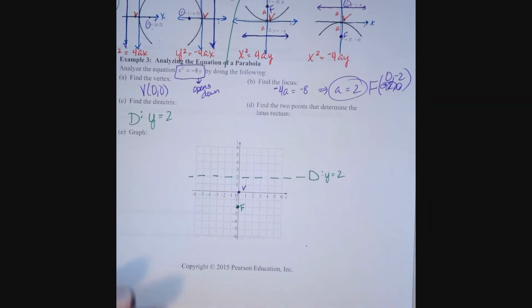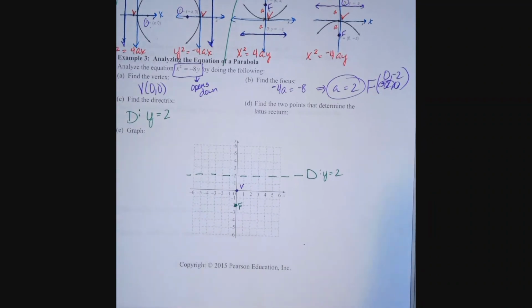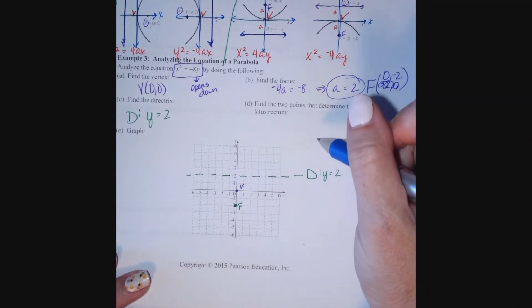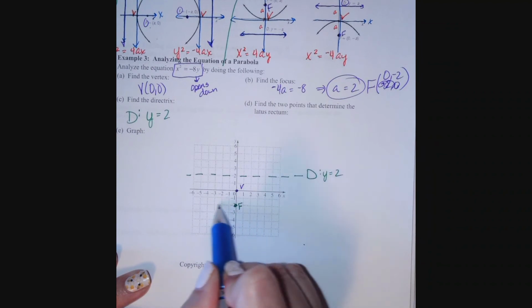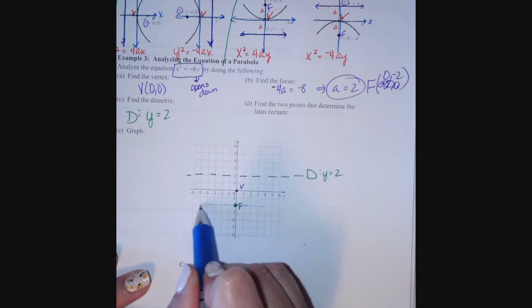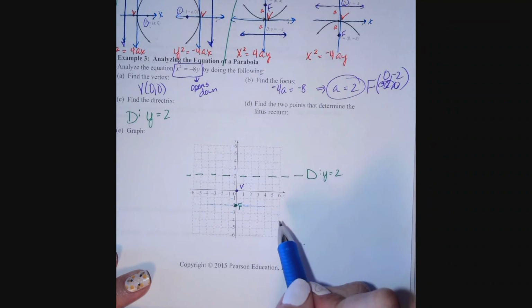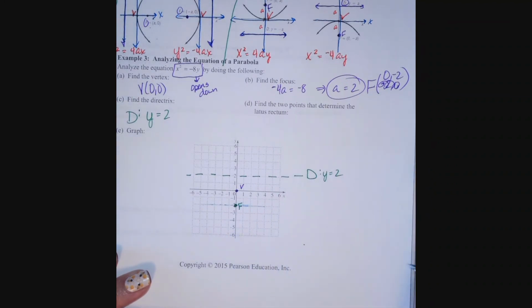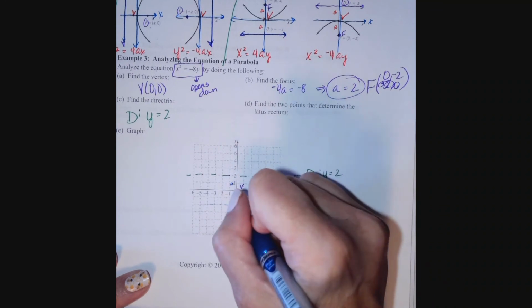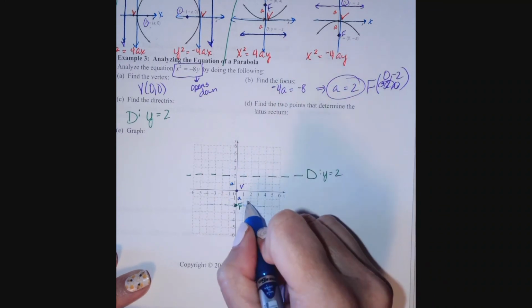The next thing we need to figure out is the 2 points that determine the latus rectum, because that's what else we're asked for. The 2 points that determine the latus rectum are going to be on a line out from the focus parallel to the directrix. They're going to be on this line. How far out do we move? Well, we're going to move from the focus a distance of a in both directions. This is a, this is a, so this is going to be 2a.